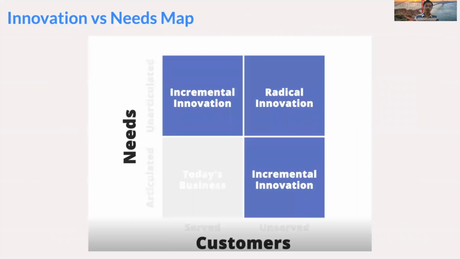Now, the entire innovation playbook revolves around these two XY axes only. Let's see how. Whenever there are offerings wherein the need is articulated and the customer needs are also served, those are today's business, which many companies operate in. But for cases where needs are unarticulated, or the needs are unserved by the current companies, these areas are ripe for incremental innovation. Similarly, for the cases where needs are unarticulated and unserved as well, those are ripe for radical innovation. Let's see a couple of examples.